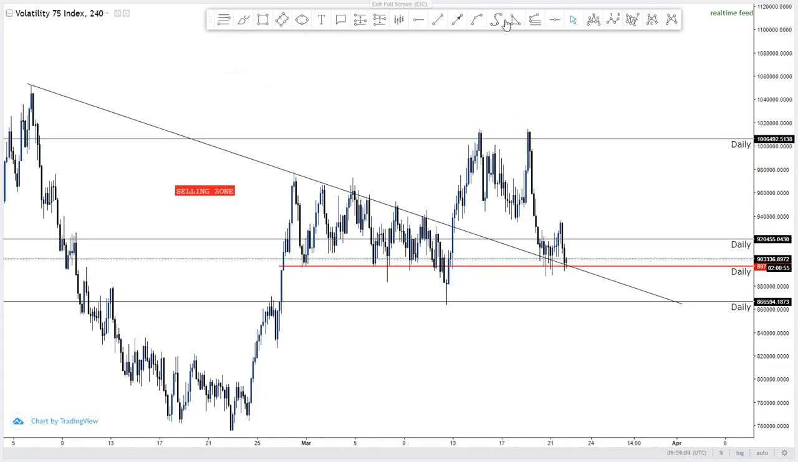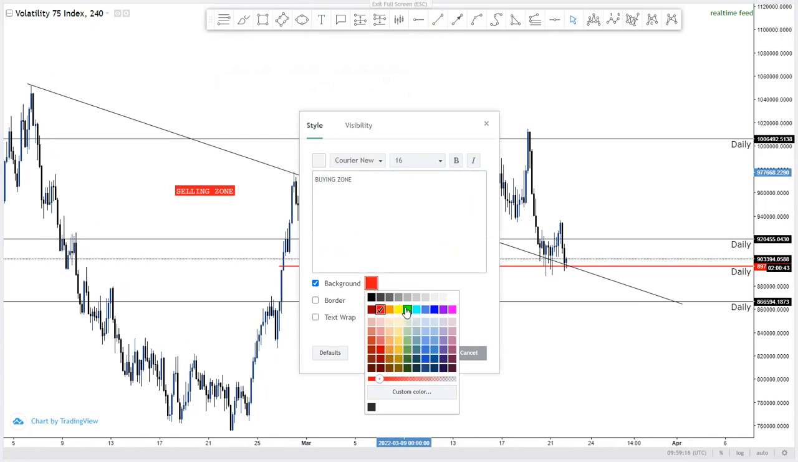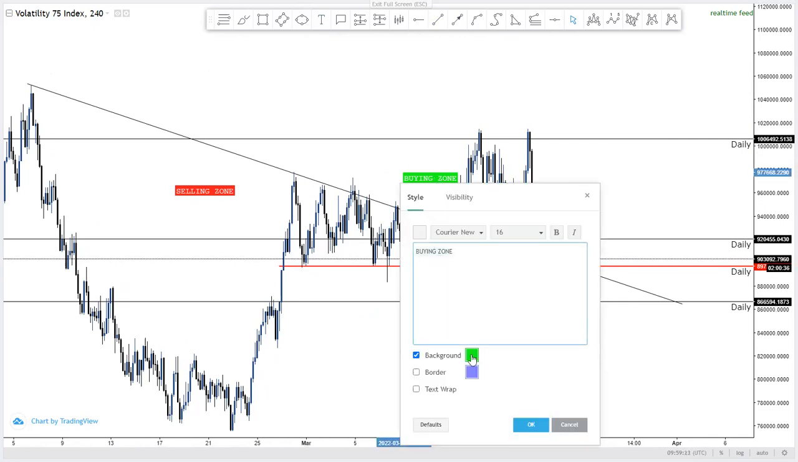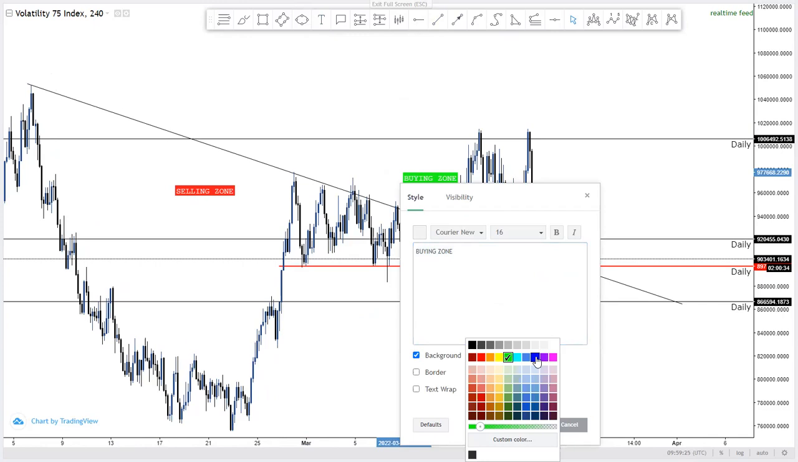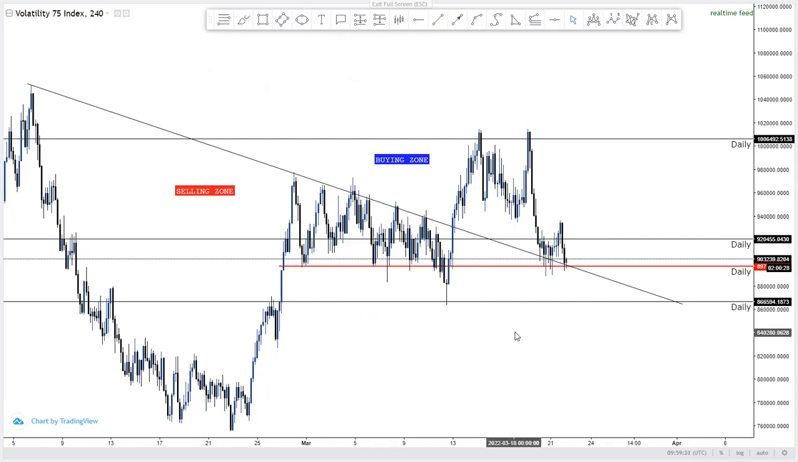Above there, it's what we call a buying zone. So the market is currently in a buying zone right now. Let me change the color. Buying zone, let me make it blue like that. Right, so above that trend line, it's actually a buying zone, and we're at a very critical area.